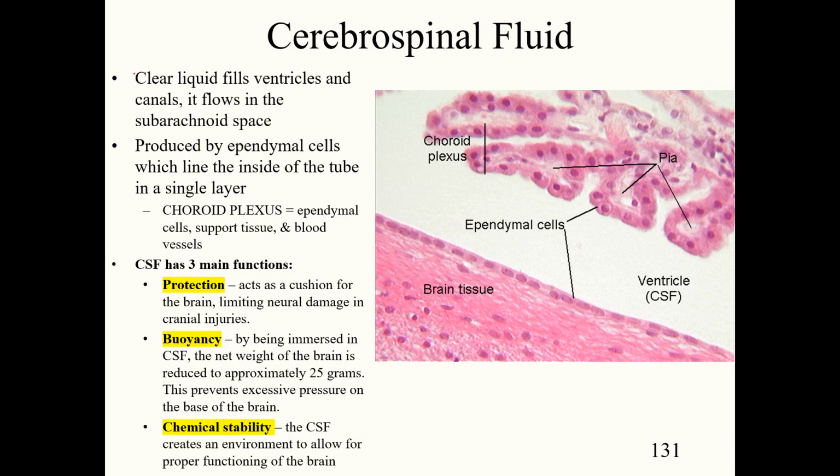So cerebral spinal fluid is described as a clear liquid that fills the ventricles and those canals, which would be your cerebral aqueduct of Sylvius. It flows in the subarachnoid space, so we mentioned that previously. It's produced by the ependymal cells, which line the inside of the tube in a single layer. So it's just a single layer of cells.